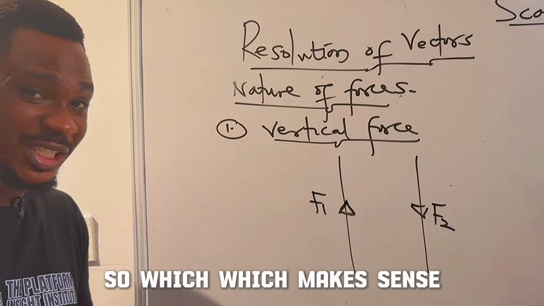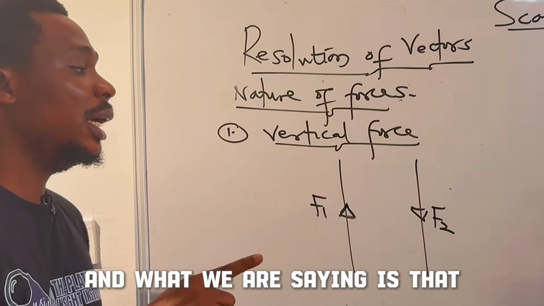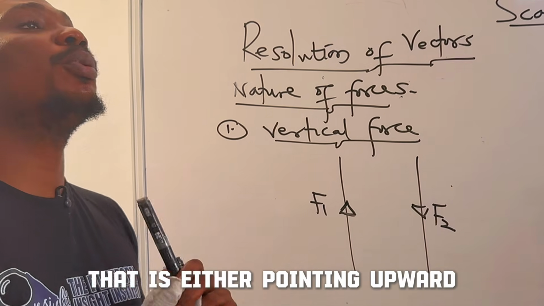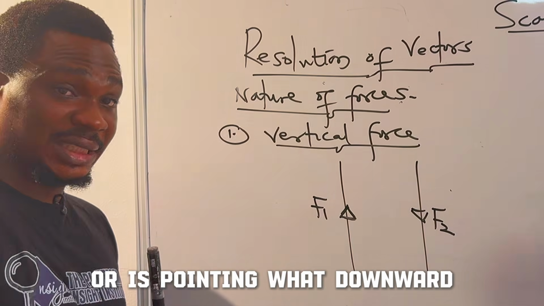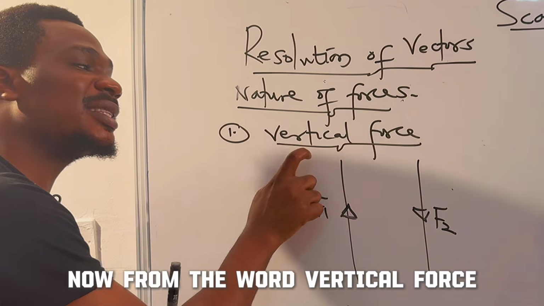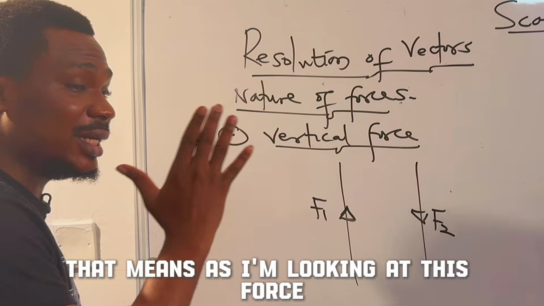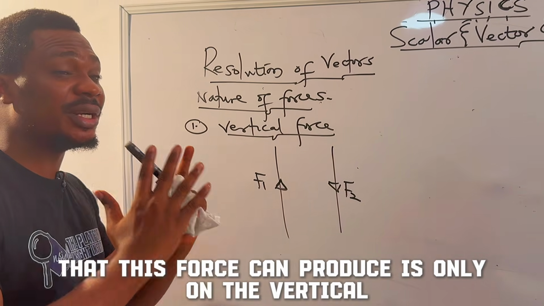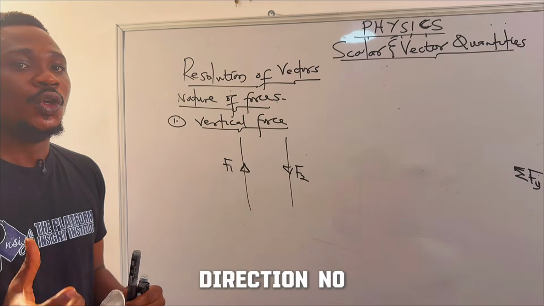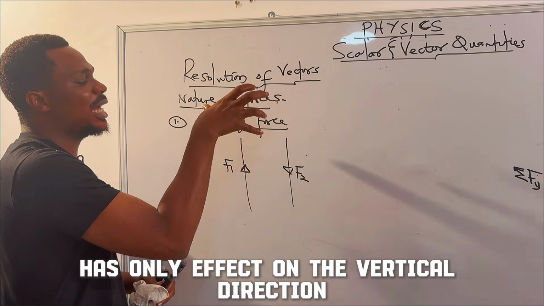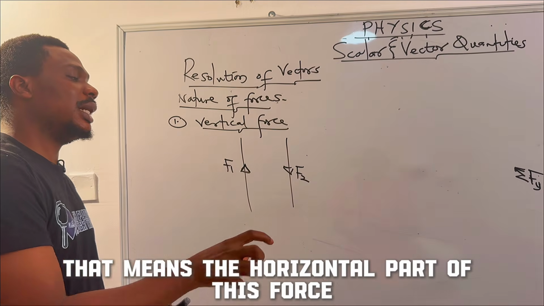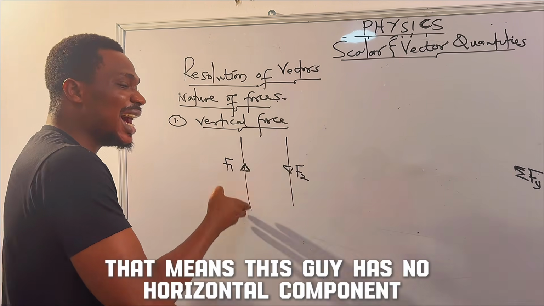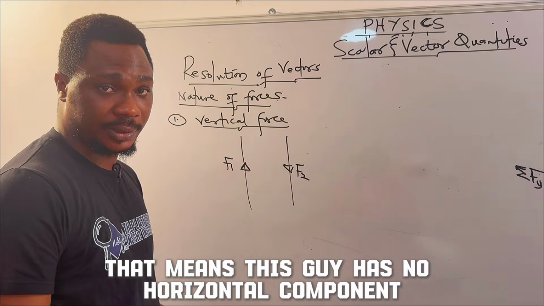So which makes sense. And what we are saying is that a vertical force is a force that is either pointing upward or pointing what? Downward. Now, from the word vertical force, that means the only effect this force can produce is on the vertical direction. This simply means that the horizontal part of this force is of no effect. That means this force has no horizontal component.